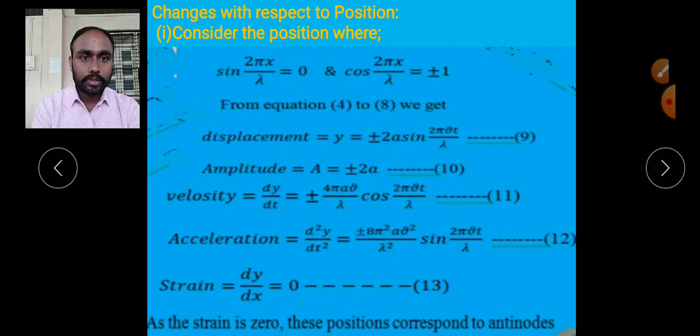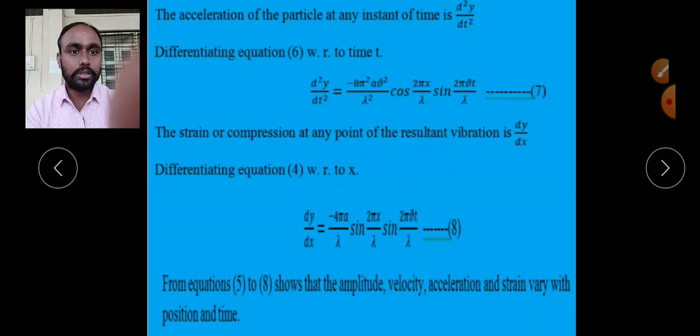Now go to equation number 6. What is equation 6? That is velocity, dy by dt. Substitute the value of cos 2 pi x by lambda equal to plus minus 1, and you will get equation number 11, dy by dt equals plus minus 4 pi a v by lambda cos 2 pi v t by lambda. Here we are dealing with the position changes only, don't bother about the time, that will be next.